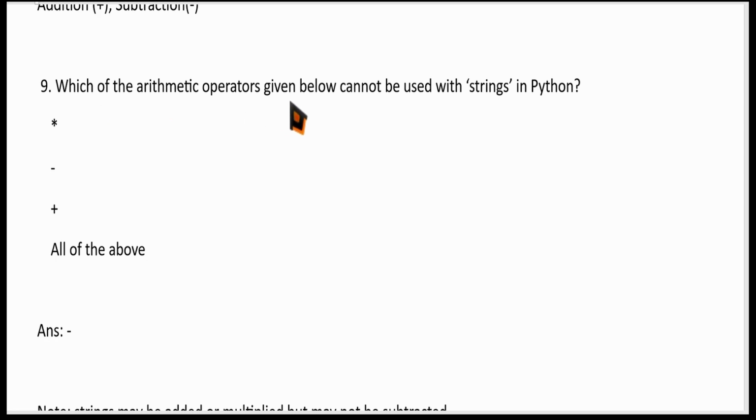Which of the arithmetic operators given below cannot be used with strings in Python? You can use multiplication with the strings. This is correct. Then using plus sign will concatenate the string. This is also correct. But minus operation is not available. So minus, the actual correct answer is minus. They have asked which operator cannot be used with strings.